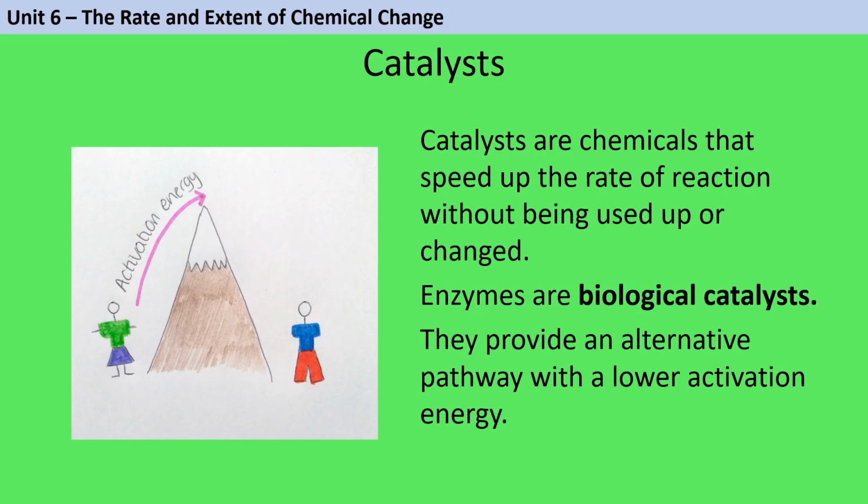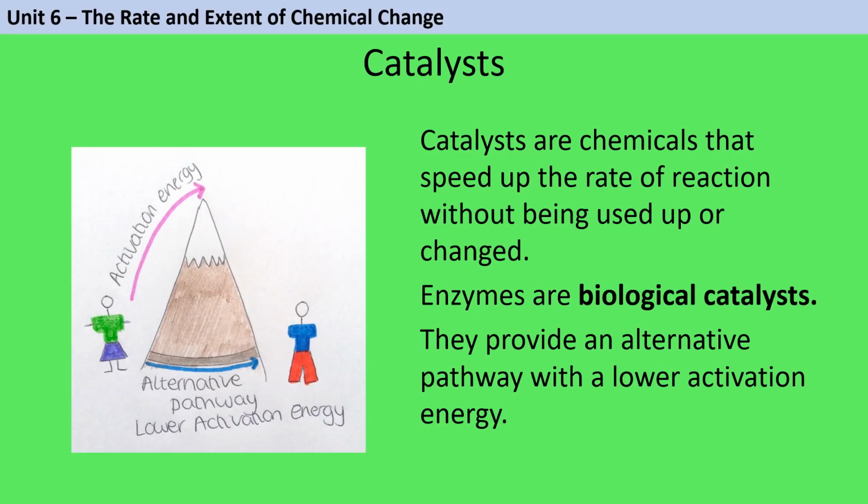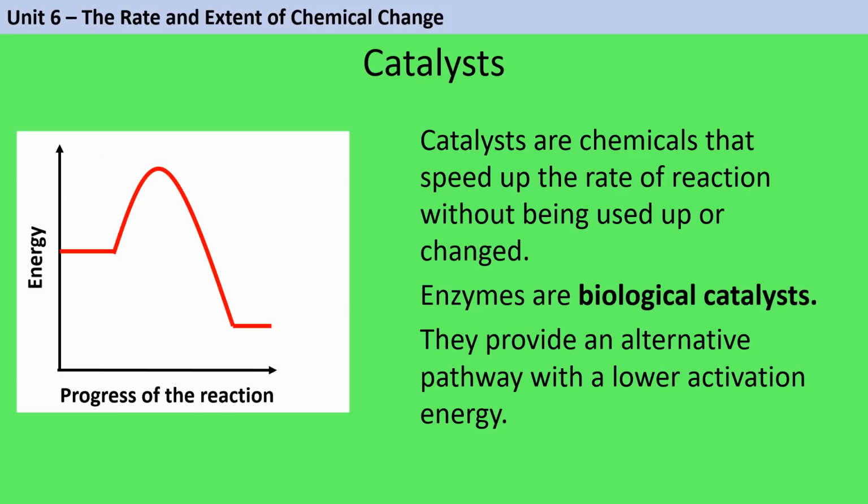and that represents the activation energy. Now, there isn't really much we can do to make the mountain take less energy to climb. But if there was an alternative route where you could walk around the bottom of the mountain, that might take less energy. And this is exactly what a catalyst does. It's not that it changes the amount of energy to get over the mountain, it just provides an alternative route that needs less energy.